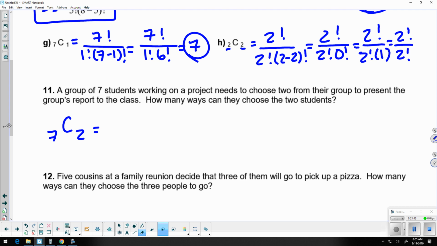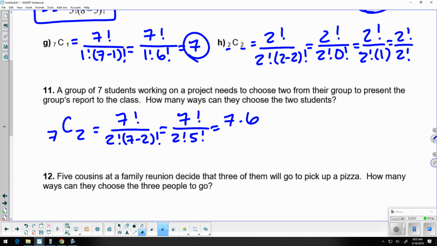So plugging this all in, you'd have 7 factorial over 2 factorial, 7 minus 2 factorial. So 7 factorial over 2 factorial, 5 factorial. So I'm just going to list out again 7 times 6 and then 2 times 1, because from 5 on it's just going to cancel anyways. So 6 over 2, I can reduce that down to be 3 over 1. So my answer would just be there's 21 different ways to choose 2 students of the 7. That's my final answer. Okay?